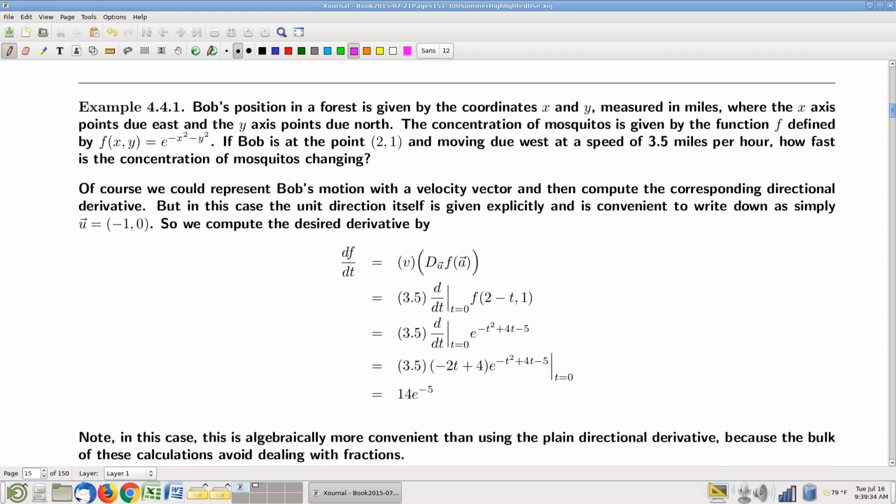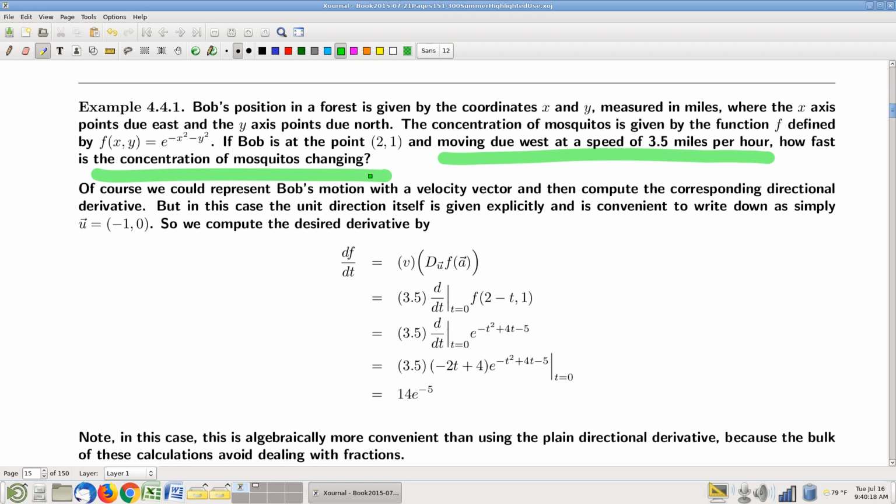Let's see here. We're going to start off with a silly scenario where our friend Bob is walking around in a forest, and there are mosquitoes in the forest, and somehow, let's not question the premise here, somehow he knows the exact function giving us mosquito concentration as a function of position, right? And he's opposed to mosquitoes, by the way. Nobody likes mosquitoes. So he'd like to know, very reasonably, if he's moving 3.5 miles an hour due west, walking along some trail or whatever, how fast is the mosquito concentration changing? That's a pretty interesting question to want to know.